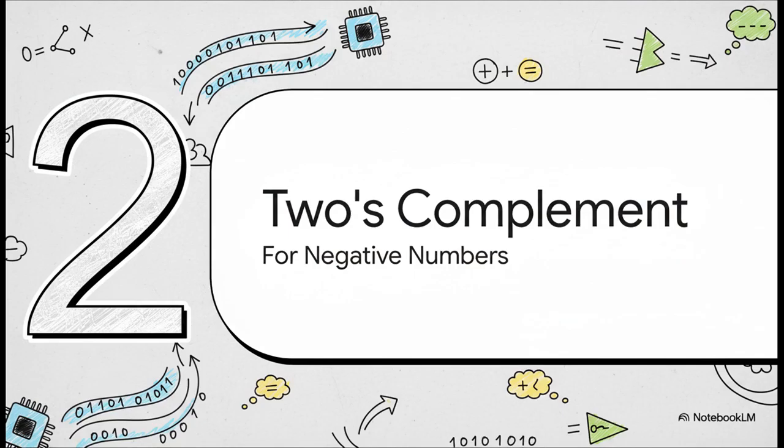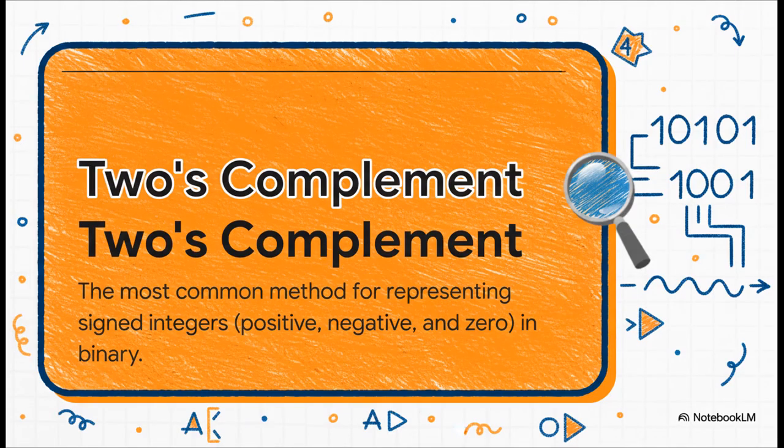All right, so positive numbers, they kind of make sense, right? But what about negative numbers? I mean, how do you even show negative with just a bunch of on and off switches? Well, it turns out computers have a really slick and standardized trick for this. And that trick is called 2's complement.